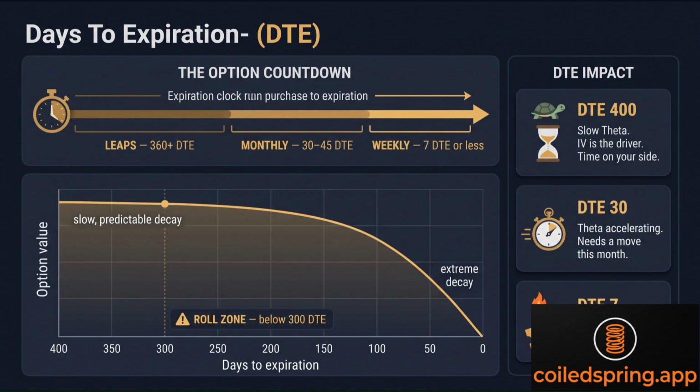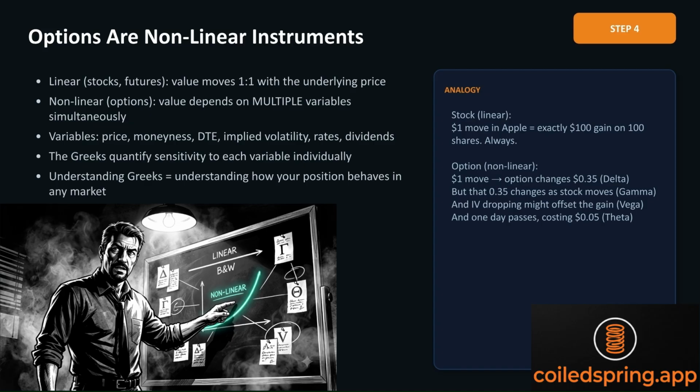Always know how many days you have left. It's not just a number. It's the environment your trade is living in. Up to this point, we've talked about what options are, how they're priced, and how time affects them. Now, we need to go one level deeper, because to really understand options, you need to understand something fundamental about how they move. There are 2 categories of financial instruments in the world: linear instruments and nonlinear instruments. Options fall into the second category, and that distinction changes everything about how you manage a position.